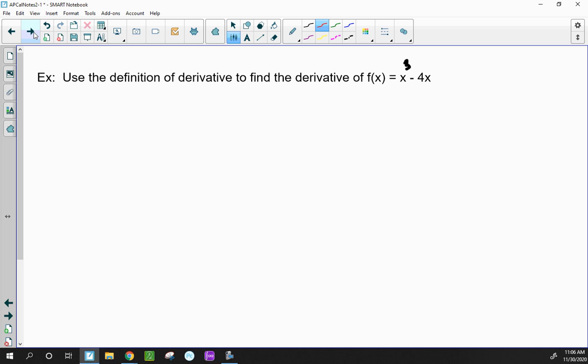Okay, so we'll try another example. It says to use the definition of a derivative to find the derivative of f of x equals x to the third minus 4x. So the first thing we're going to do is obviously write down this notation from the last slide. F prime of x is equal to, we're going to do a limit as delta x approaches 0.